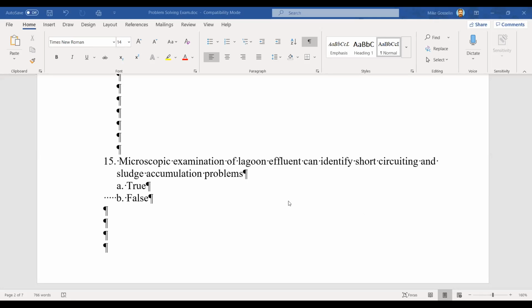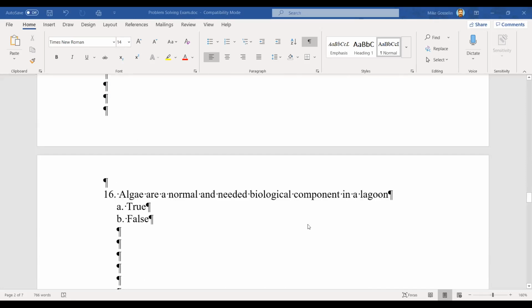So really good answers, everyone. I'm glad everybody got that. Algae are a normal and needed biological component in a lagoon. Yeah, you bet, everybody jumped on that one too. Good answers.